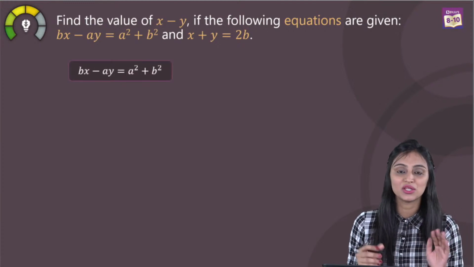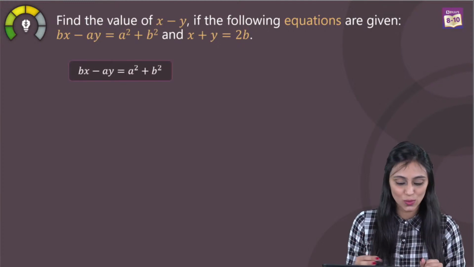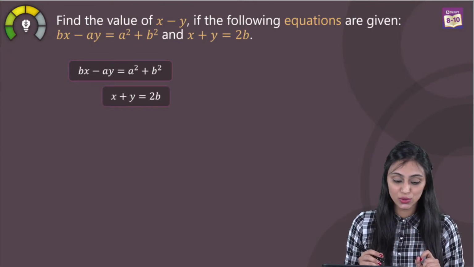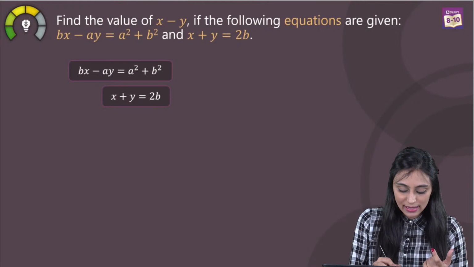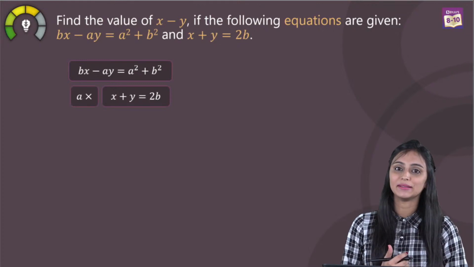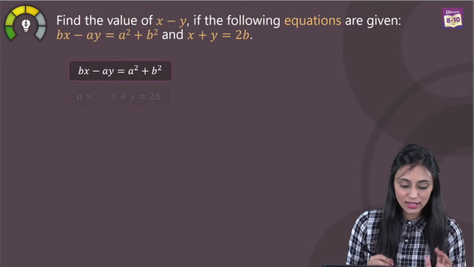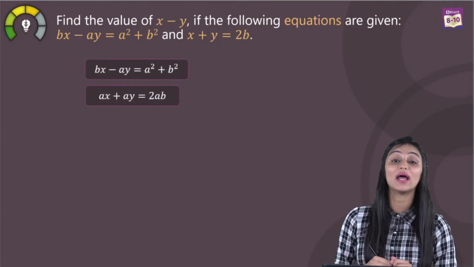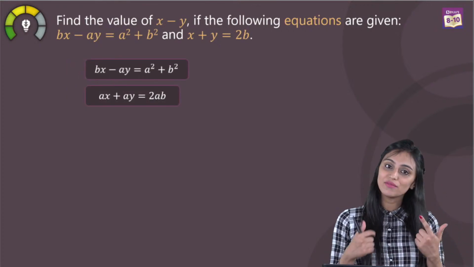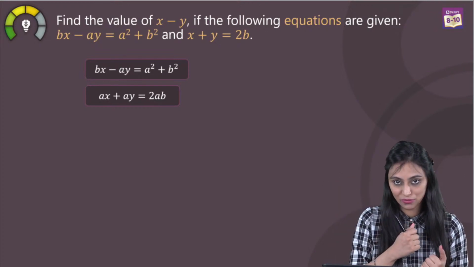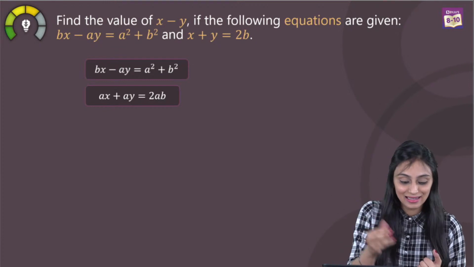This is my first equation: bx minus ay equals a square plus b square. Another equation is x plus y equals 2b. So what I'll do here is simply multiply this equation by a. So this becomes ax plus ay equals 2ab. Why are we multiplying this by a? Because we have to eliminate something from here, so we have to make them exactly the same.